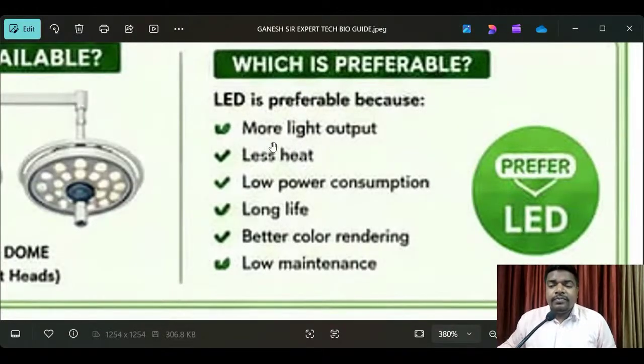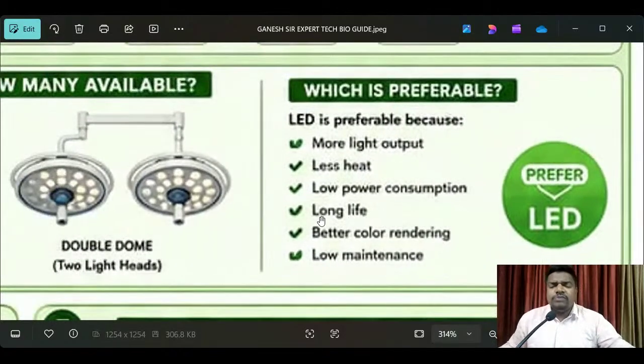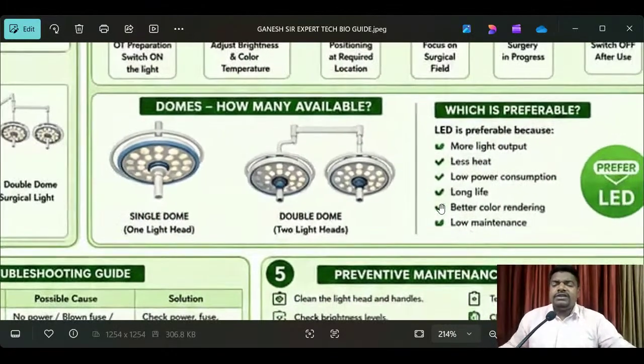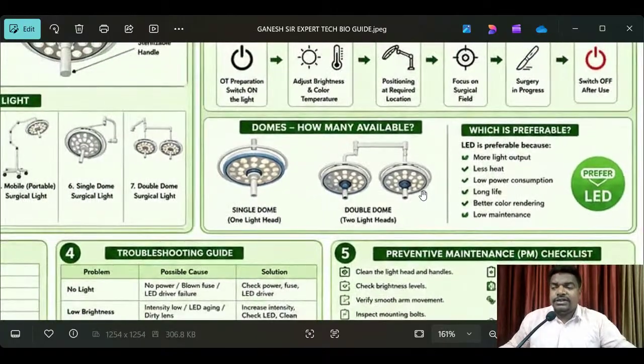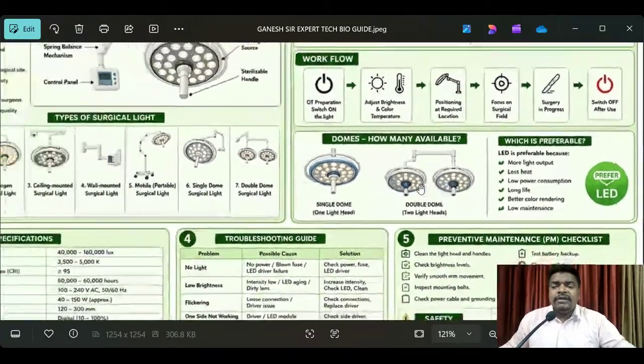What I'm saying here: more light output and less heat, low power consumption and long life, better color rendering, and low maintenance. These are the very benefits of the LED light. Nowadays mostly LED light is used because of technology development, and LED lights are also available in the local market.